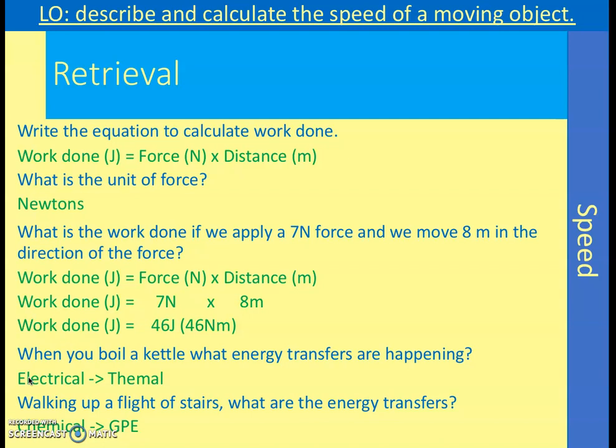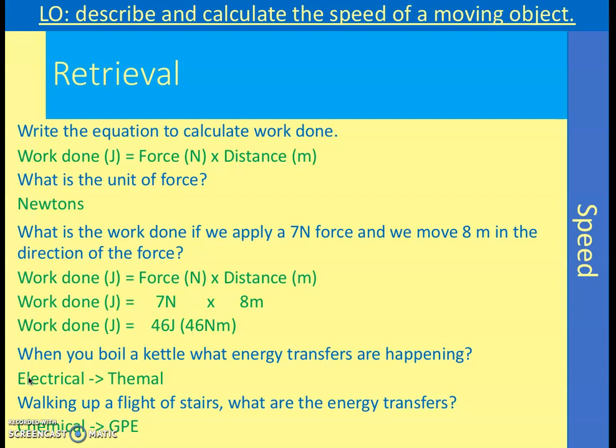That's the newtons, or you could have got the mark if you just wrote down the symbol, as I didn't specify what I wanted. What is the work done if we apply 7 Newton force and we move 8 meters in the direction of the force? So work done, again, always remember to start with your equation, is equal to force by distance. So the work done in this case is 7 newtons multiplied by 8 meters. The work done is equal to 46 joules.